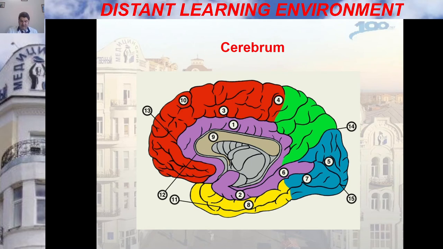Inferiorly it is bounded by the small subparietal sulcus, and posteriorly by the deep parieto-occipital sulcus. You may see the parieto-occipital sulcus here in number 14. This is the border between the parietal and occipital lobes. The precuneus belongs to the parietal lobe, as I told you, in green color.